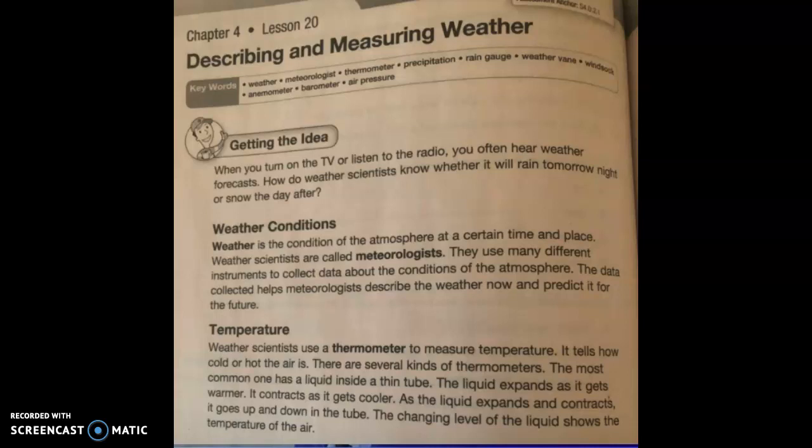I'm going to read the article to you. You can follow along. You can pause the video at any time. Here we go. Getting the idea.